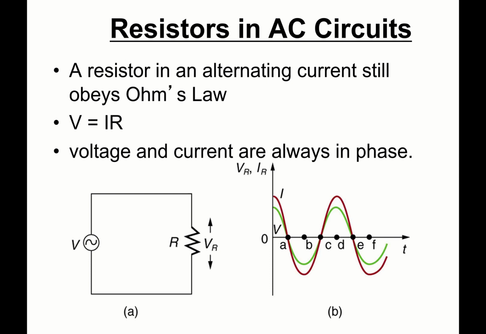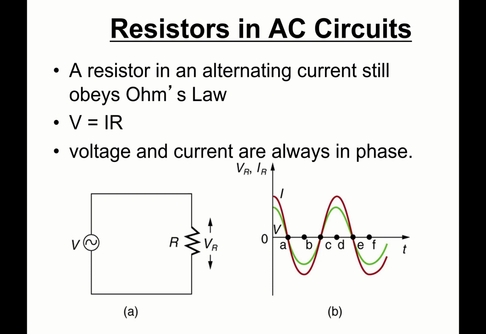If we start with a resistor, which is the easiest thing, a resistor still obeys Ohm's law when it's in an alternating current, same as it did for a battery. And so voltage is equal to the current times the resistance.